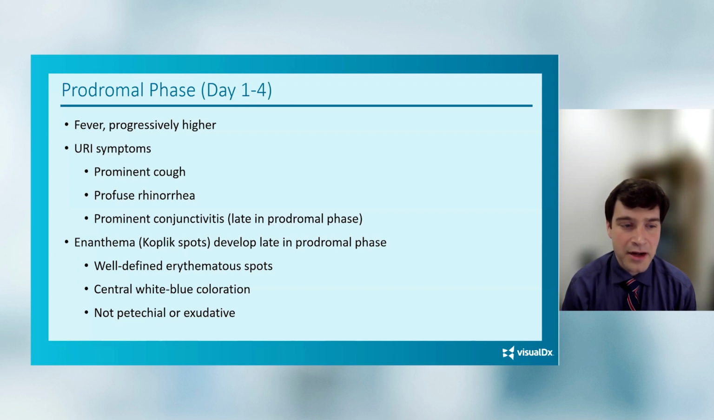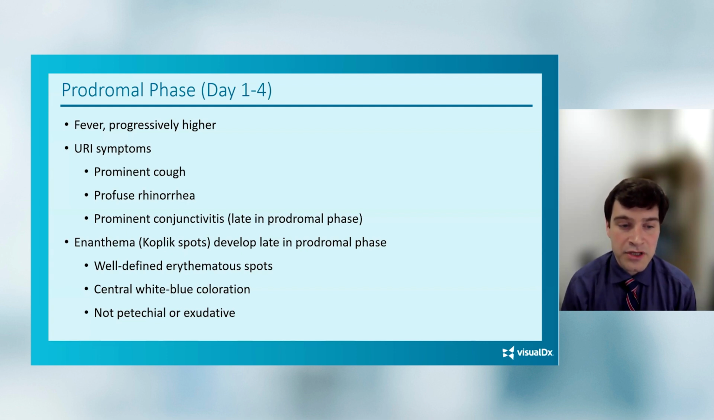And the pathognomonic enanthem that we talk about in measles, or internal rash, Koplik spots, can develop late in the prodromal phase and are often, if you do see them, the best clue that you could be seeing a measles patient, even potentially before the rash has been present.